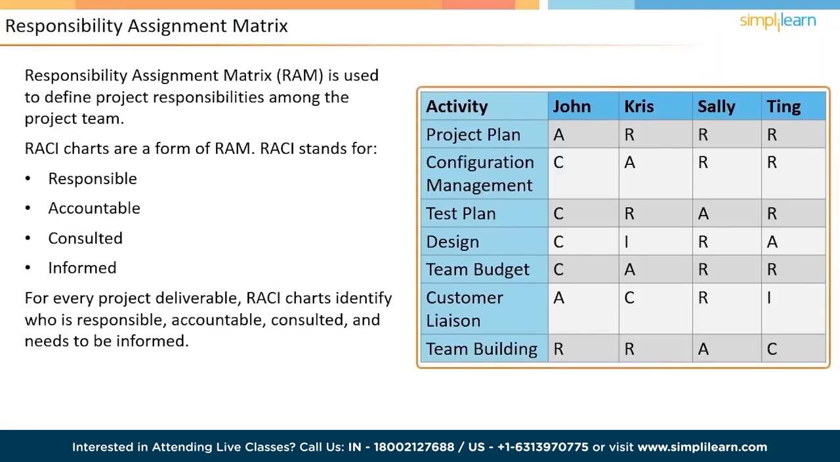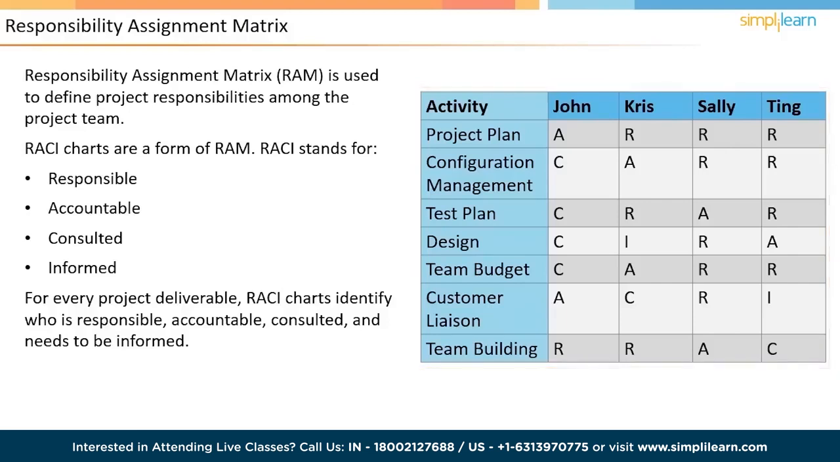In this case, Project Manager John is accountable for the project plan, and the other team members, Chris, Sally, and Ting, are responsible for completing the plan. Similarly, you can note the roles of each resource in the other activities. In the next screen, let us understand the Resource Histogram.